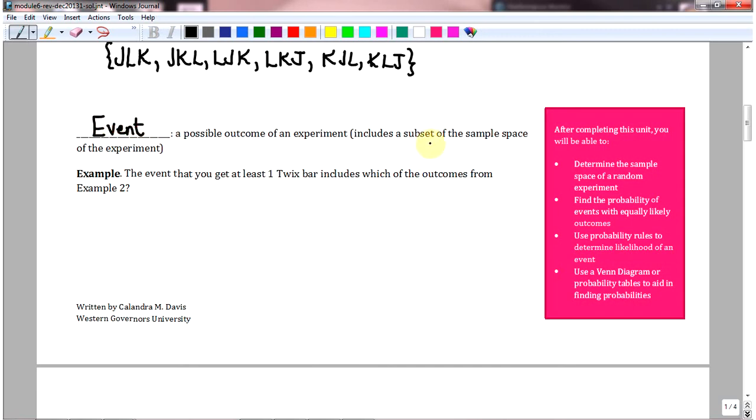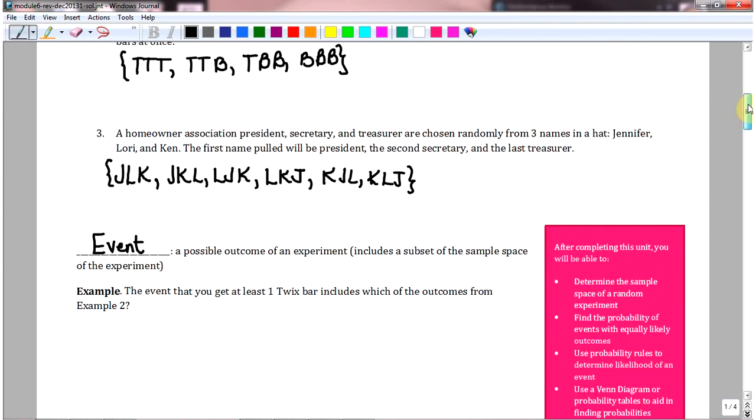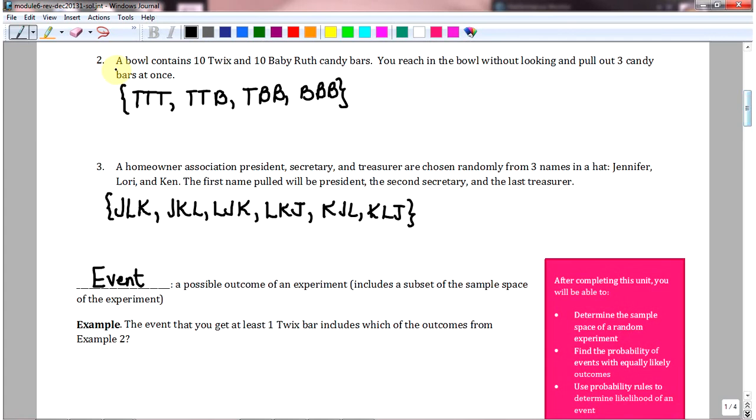And the event includes a subset of the sample space of the experiment. So an example, the event that you get at least one Twix bar includes which of the outcomes from example 2? Okay, well, example 2 gave us our sample space, but now we're interested in the event that we get at least one Twix bar. So if we want at least one Twix, that means we're going to have everything except for the case where we have all 3 baby Ruths.